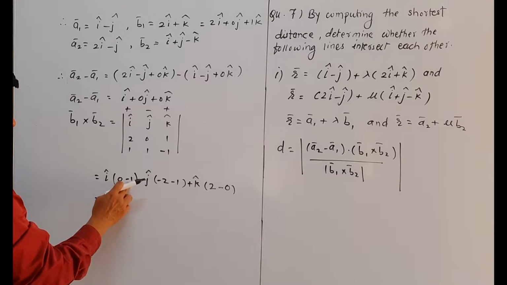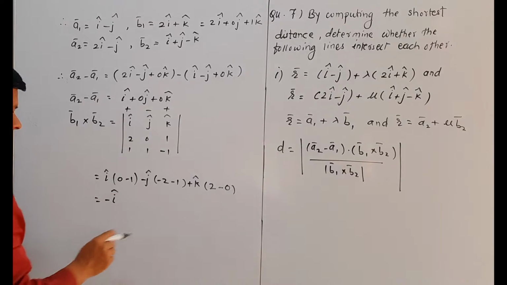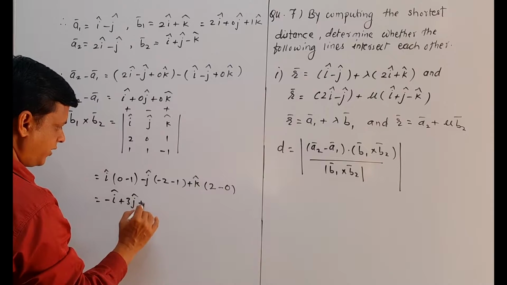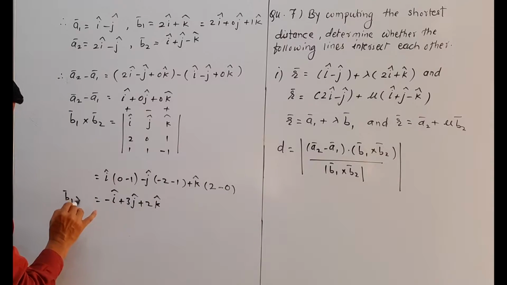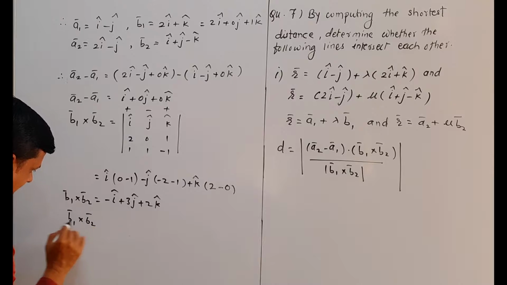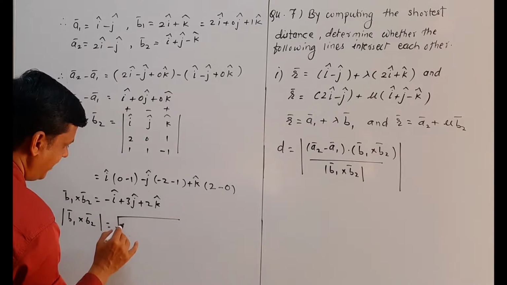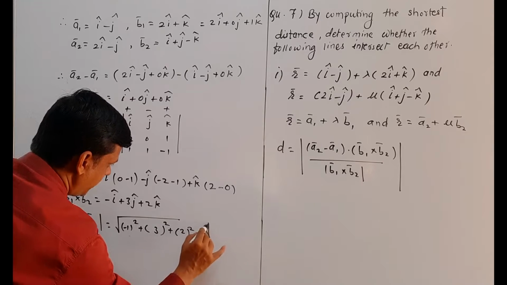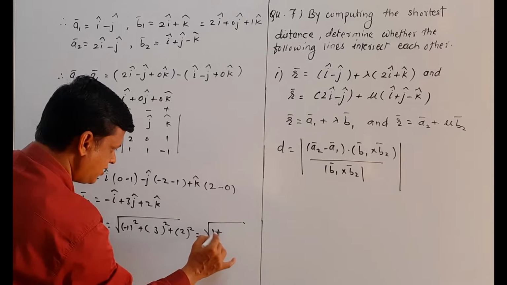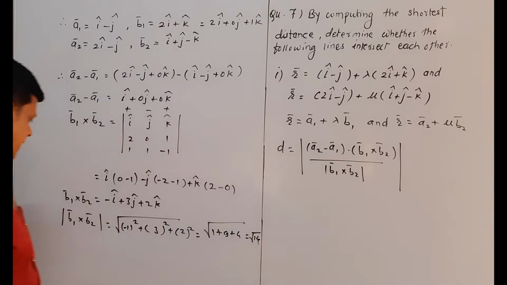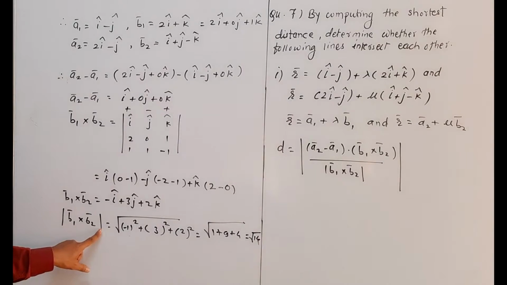So we get here 0 minus 1, that is minus 1 into I, that is minus I, minus 2 minus 1 is minus 3, minus minus plus, so we get plus 3j, 2 minus 0 is 2, so we get here 2k. So in this way we get the value of b1 bar cross b2 bar. Now we have to find its magnitude. Magnitude of b1 bar cross b2 bar is equal to under root minus 1 square plus 3 square plus 2 square. So after calculating, minus 1 square is plus 1, 3 square is 9, 2 square is 4. So we get square root of 14, which is the magnitude of b1 bar cross b2 bar.